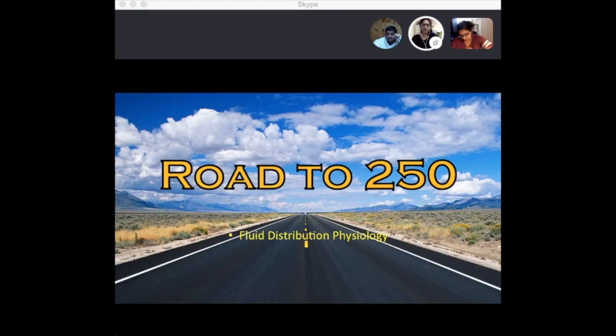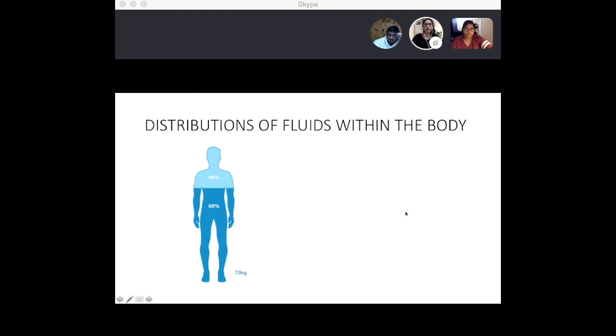Okay, so today on Road to 250, I'm going to talk about fluid distribution physiology. So I'll touch on some of the concepts that relate to those concepts. Okay, so to start off with, the general concept: distribution of fluid within our body.